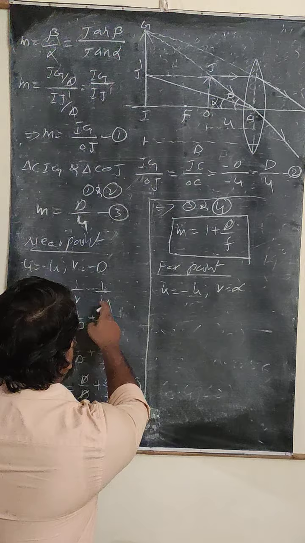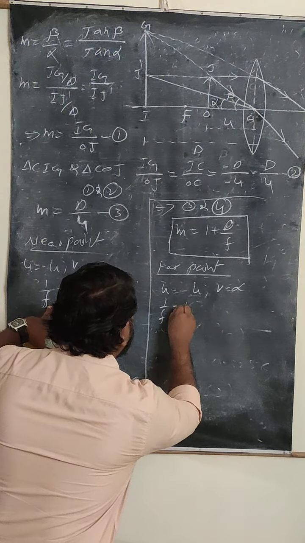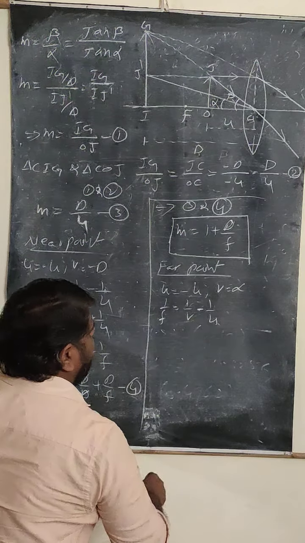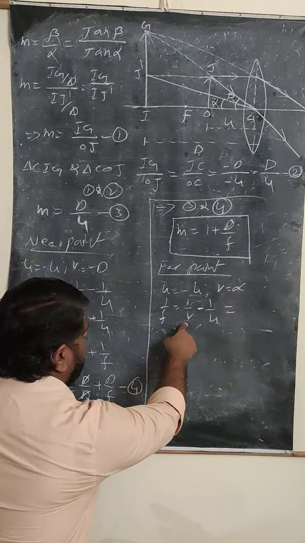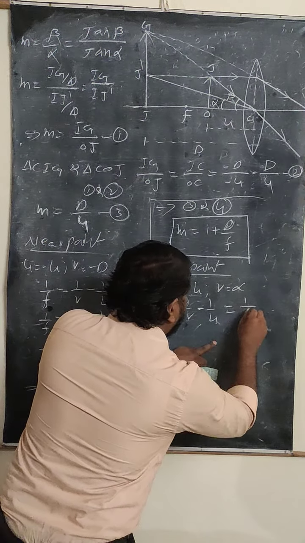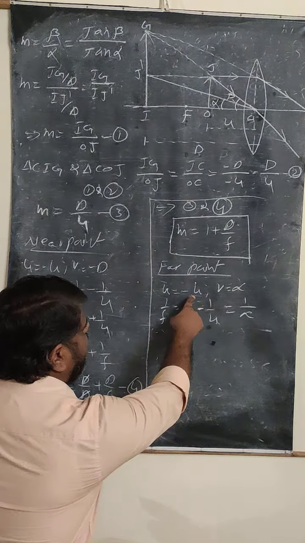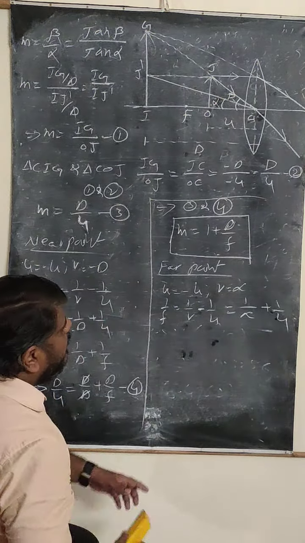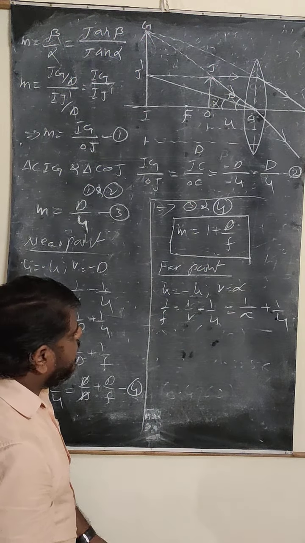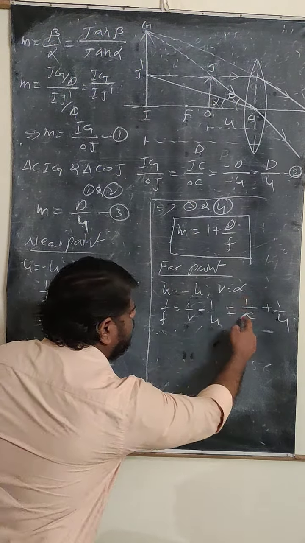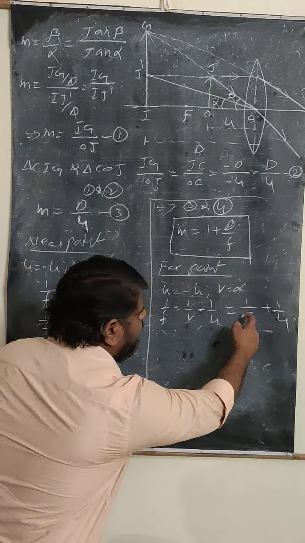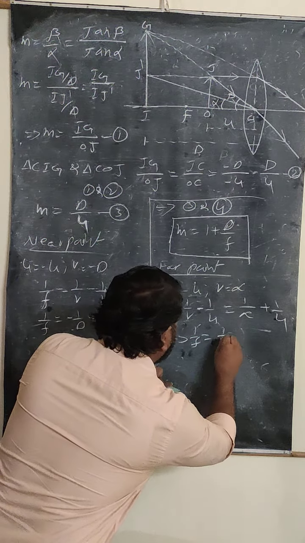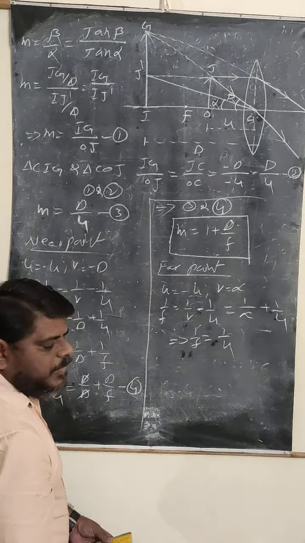Then the same formula we are going to consider: 1 by f is equal to 1 by v minus 1 by u. Substitute the values. In place of v, you can write infinity, that means 1 by infinity. In place of u, you can write minus u. Minus into minus becomes plus 1 by u. So 1 by f is equal to 1 by infinity plus 1 by u. What is the value of 1 by infinity? 0. That implies 1 by f is equal to 1 by u.